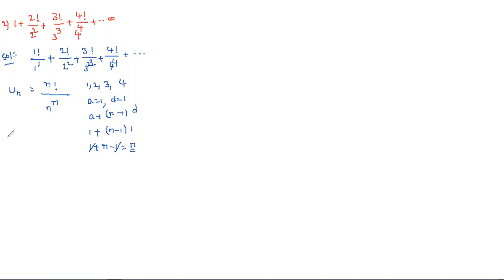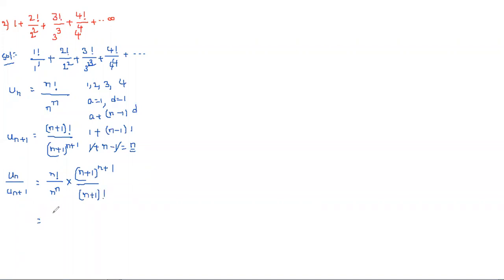And now un plus 1. So un plus 1 is equal to, simply we can write, n plus 1 factorial by n plus 1 whole power n plus 1. Same as the previous problem. Then what we'll get for un by un plus 1? Un by un plus 1 is equal to n factorial by n power n, and next this one comes to the numerator, n plus 1 whole power n plus 1 by n plus 1 factorial.